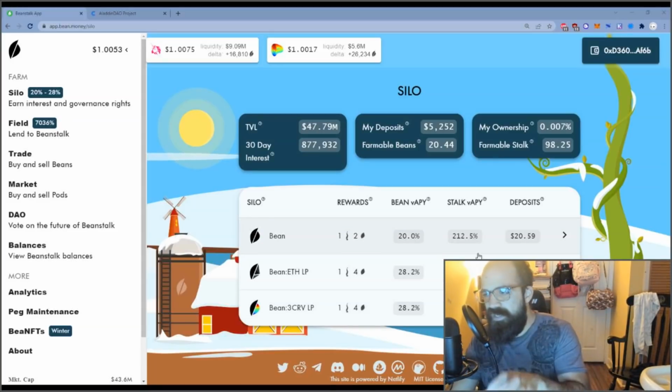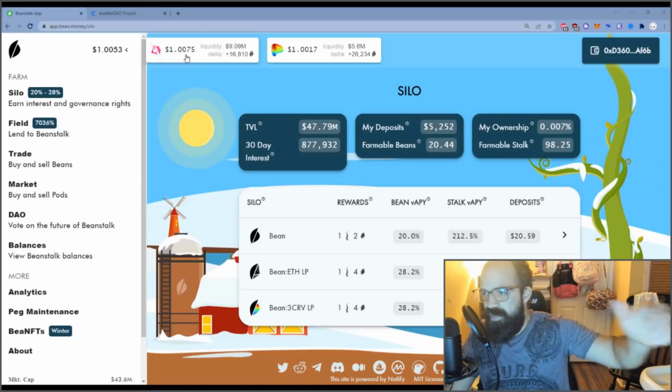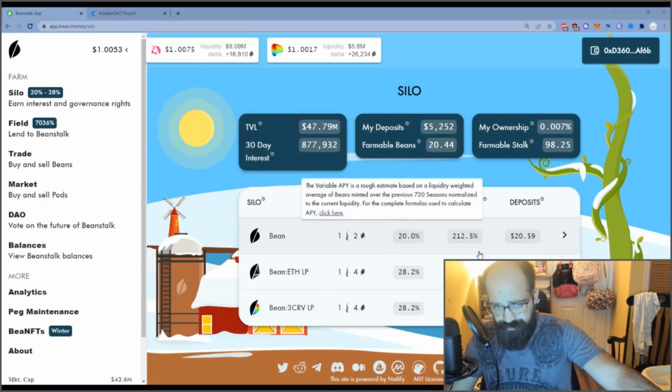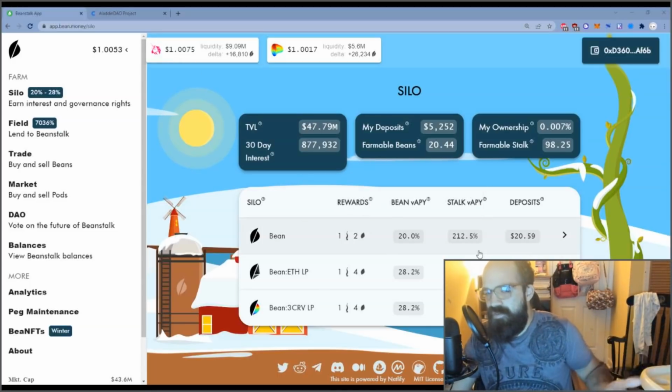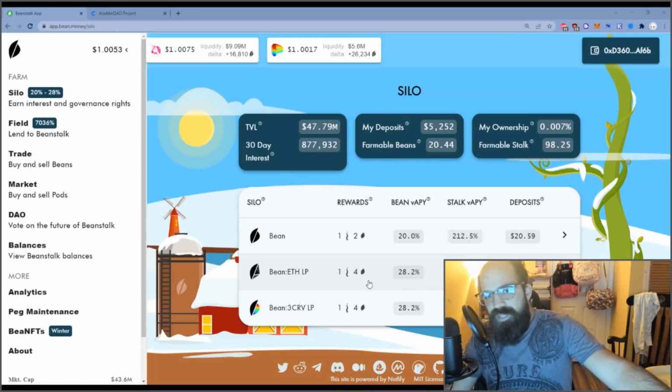So this really incentivizes holding, and it's kind of cool because your APY will increase over time, theoretically, as long as bean stays above peg and other people exit. And you would imagine they will exit because, you know, people need their money. People need liquid assets every now and again. So that's pretty much how this works.